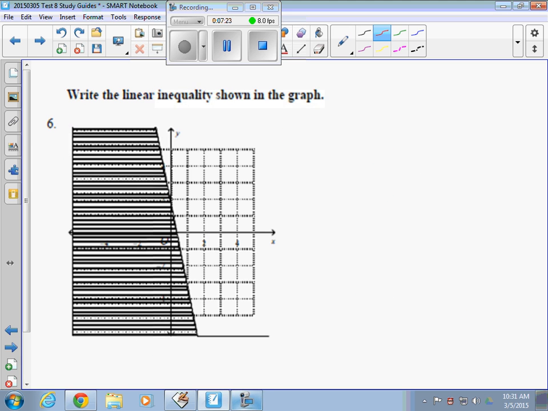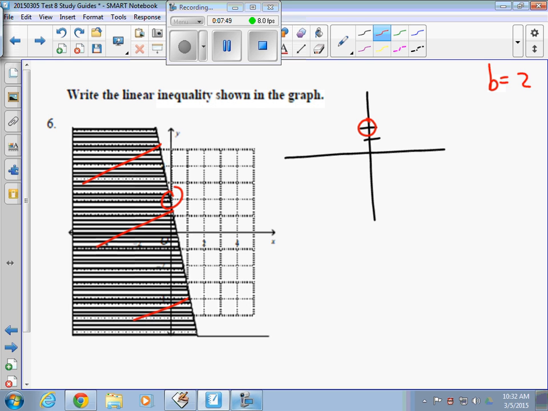Number 6, you're writing the linear inequality shown in the graph. This one's picture comes out sloppy again, just like the last test, because of when it converts from a picture and stuff like that. But we can still look at the equation based on what's going on. We can see that it goes through here, at the y-intercept. That looks like it's at 2. So 1, 2. So that's going to be our b value right there. So our b value is 2.